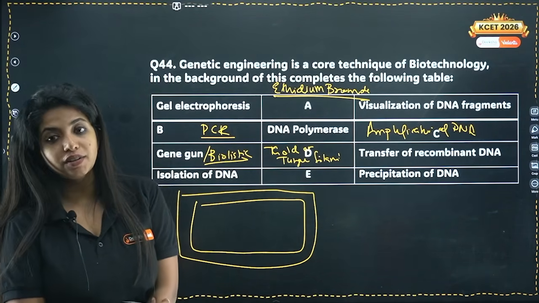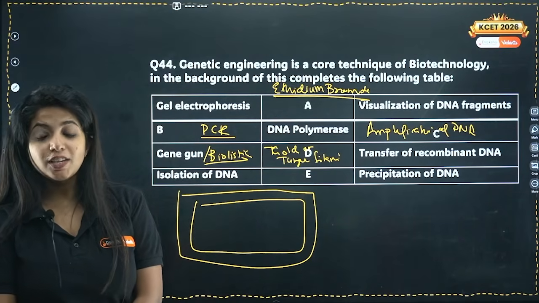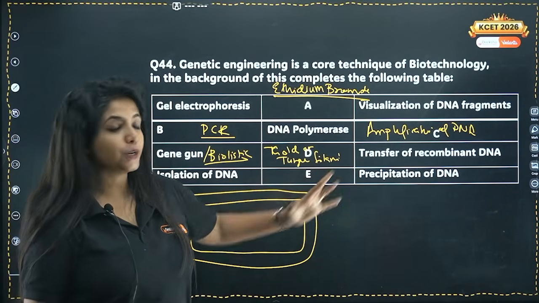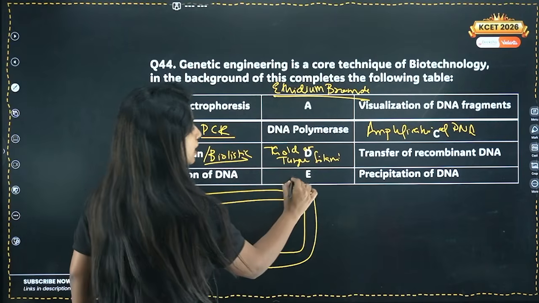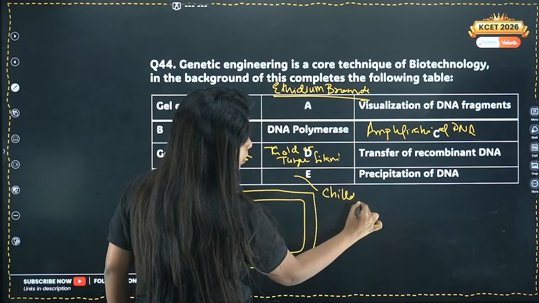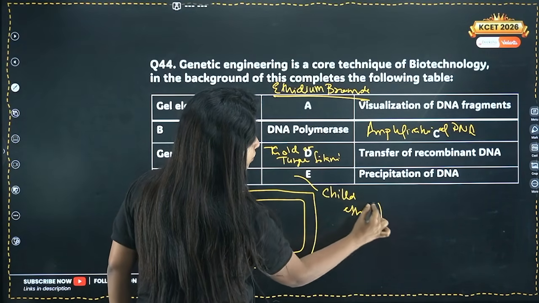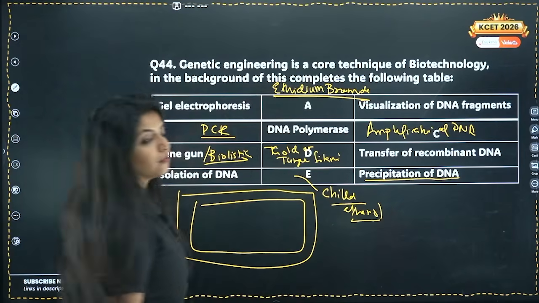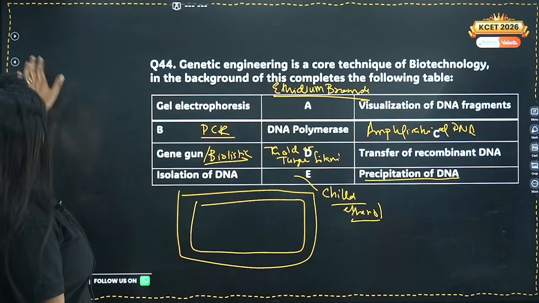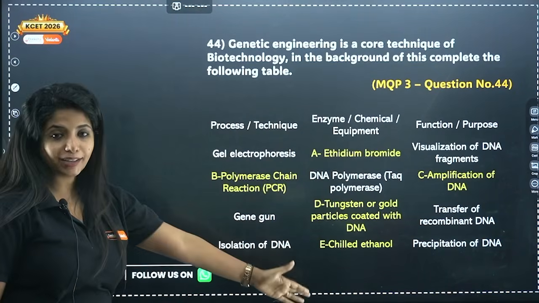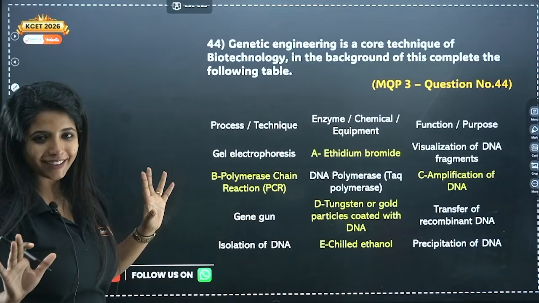Now, isolation of DNA, my dear children. How do you do it? Isolation of DNA, and then you will see precipitation of DNA. What do you add over here? You can add chilled ethanol. When you add it, you will see precipitation of the DNA. DNA will be separating out. So your answer for this question is right over here. You will have it, do not worry.